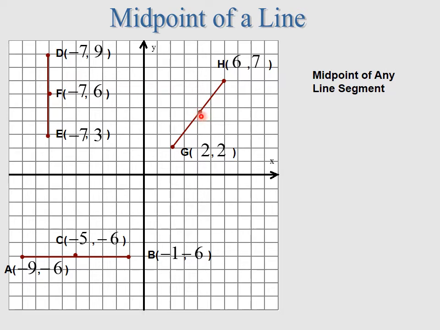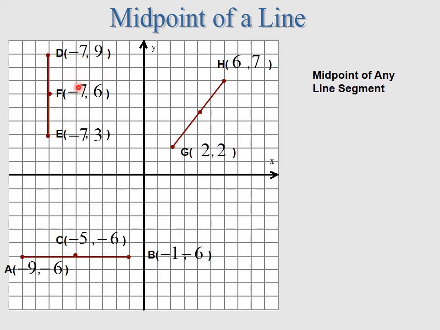We don't know exactly where the middle of this is because we can't count the squares when we have a diagonal line. So we need to come up with some kind of a way that will give us the midpoint of any line segment that will work in any case. So let's have a look at this.